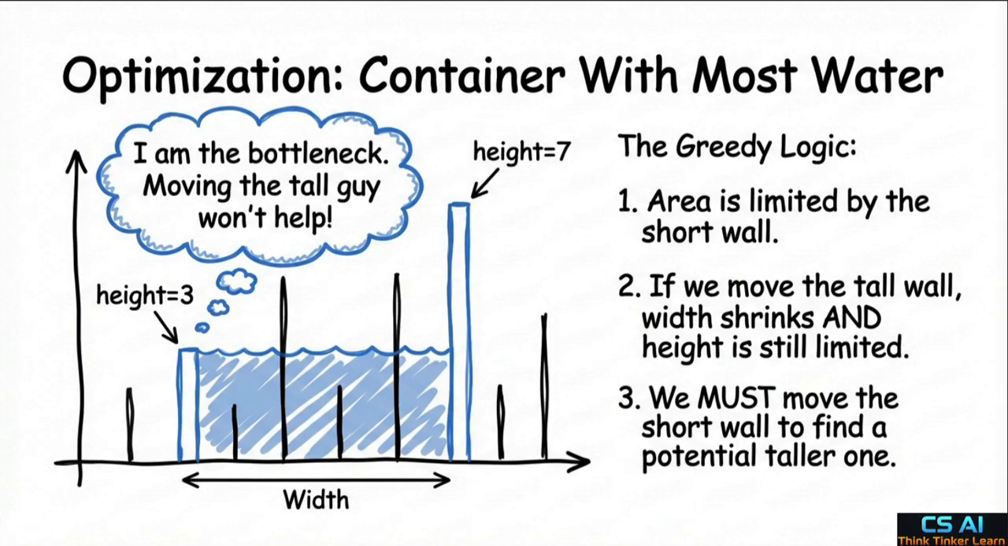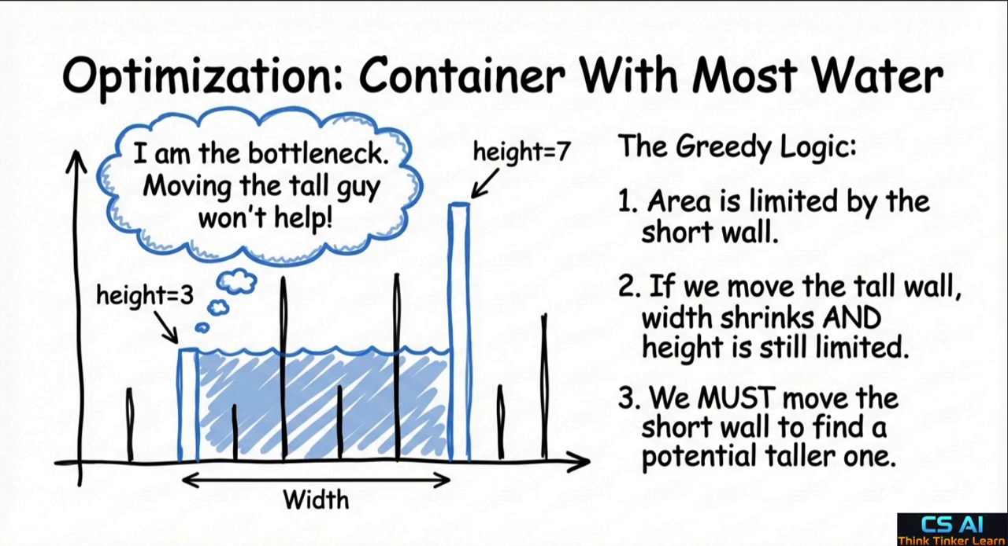Optimization. This two-pointer pattern isn't just for verification problems. It's also a powerhouse for optimization problems, like the classic container with most water. The goal is to find two walls that can hold the most water. The area is calculated by the width between the walls times the height of the shorter of the two walls.